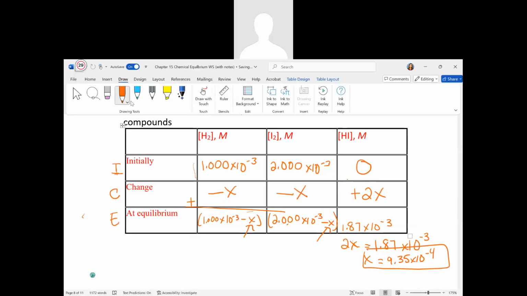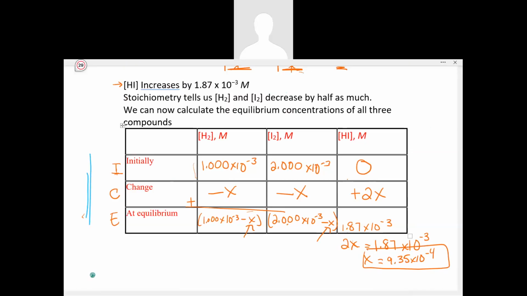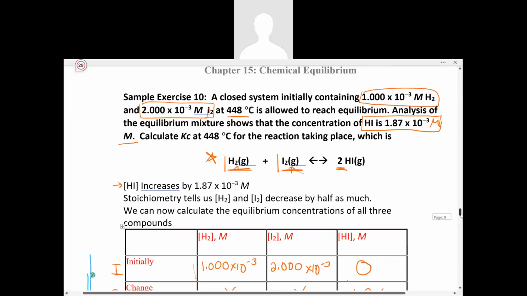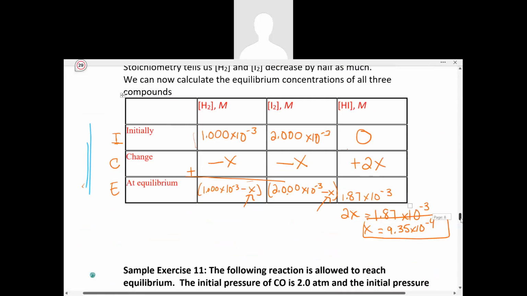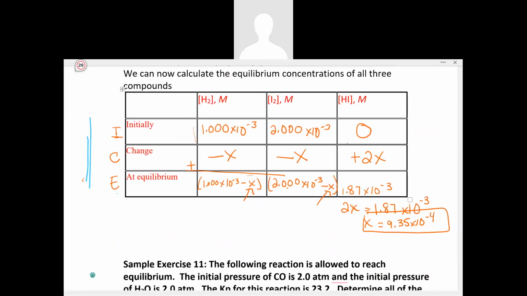Let me change colors here so we can see our final values that we can plug in. It asks us up top to solve for Kc, our equilibrium constant. So we're going to get all these equilibrium values down here and then plug them in. So 1 × 10^-3 minus that 0.935 × 10^-3, we get over here 6.5 × 10^-5. Here, I'm going to get 1.065 × 10^-3.